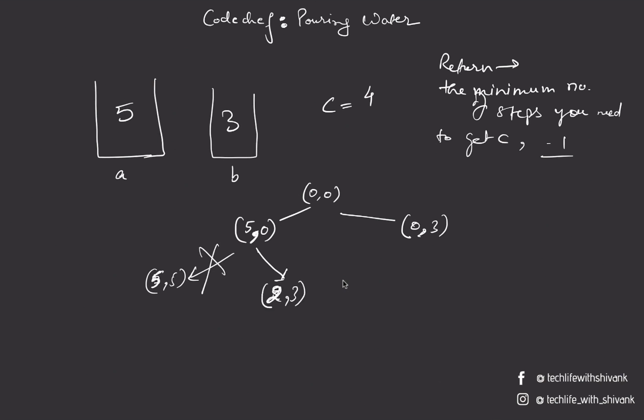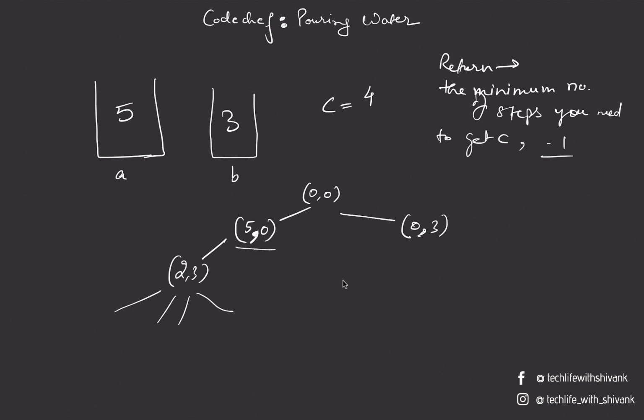But this option is redundant. This is already covered in the base case, because if C equals A or C equals B, then you simply return 1. And if C had been 5, then we would have already returned 1. So there is no use exploring this case. So what we need to explore is the case when we pour water from the first container to the second container. So from 2, 3, again we have three possible cases. In fact, we have four possible cases.